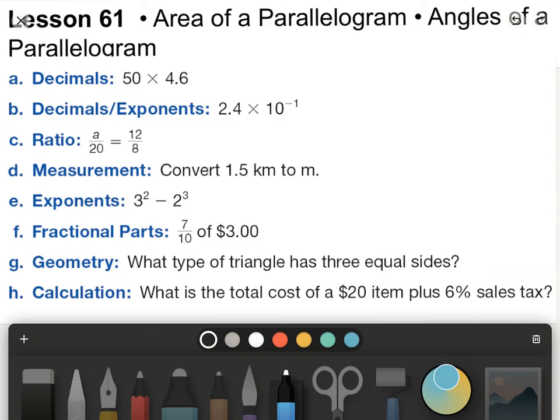Mentally math! Let's get mental! That actually sounded more enthusiastic.